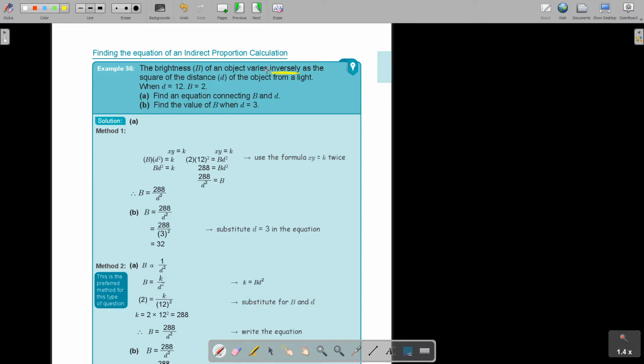Oh, there's the word, inversely, as the square of the distance d. Square of the distance d of the object from, okay, and then they give you the information. But again, I say brightness, proportion, and because it's inversely, that means indirect, it's 1 over d squared. And then to change that into an equal sign, I must write a k there. And that's what I did.